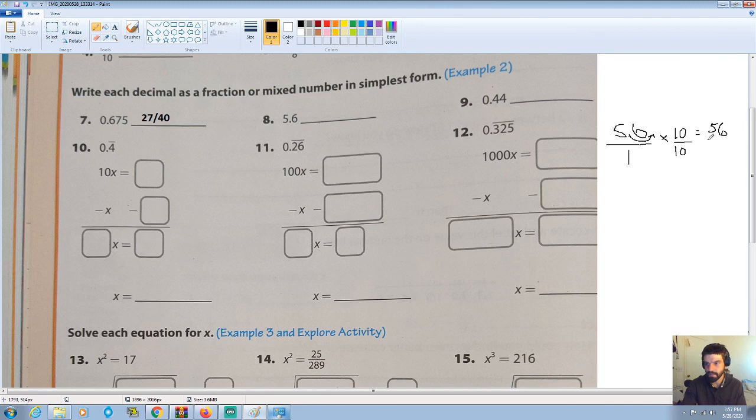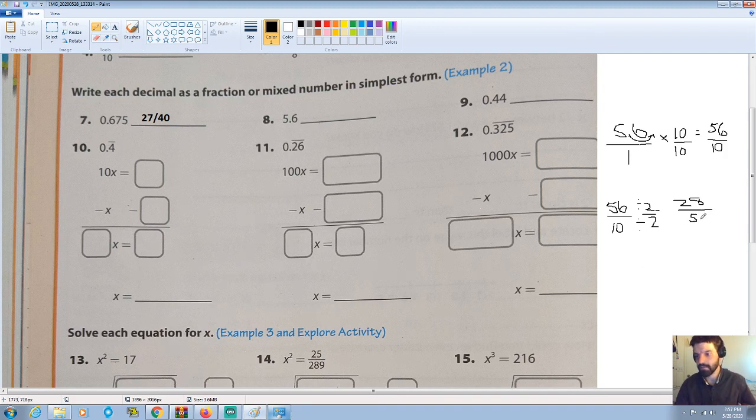Now what we want to do here is reduce this fraction as much as possible. So we're going to say that 56 tenths, I'm going to divide top and bottom by 2, as my lowest prime number. So top and bottom divided by 2 is going to give us 28 over 5. Now our task is to represent this improper fraction as a mixed number.